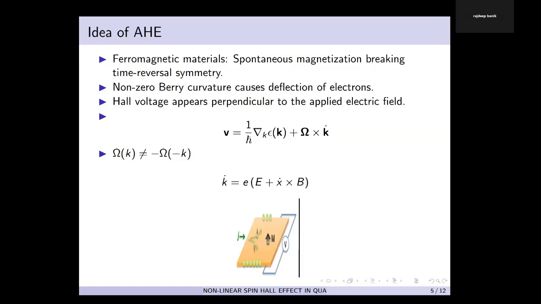Now, suppose I have a system which has some ferromagnetic material with spontaneous magnetization. Because of the spontaneous magnetization, the time reversal symmetry will be broken in the system. Because of that, if you integrate throughout the Brillouin zone, I will get a non-zero Berry curvature. As I told you, the Berry curvature is like the magnetic field in momentum space, so we'll get a deflection of the electrons and we'll get a Hall current. In my velocity expression, the first term is from the band velocity, and the second one is called the anomalous velocity, which is coming from the non-zero Berry curvature.